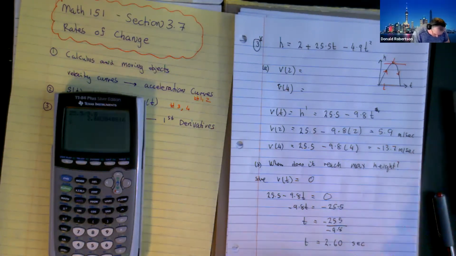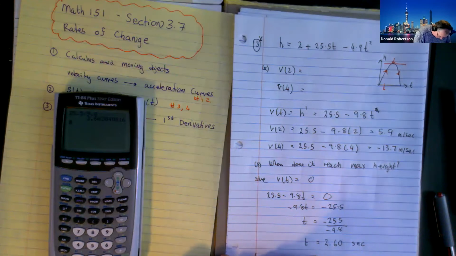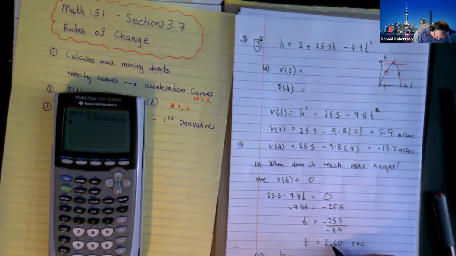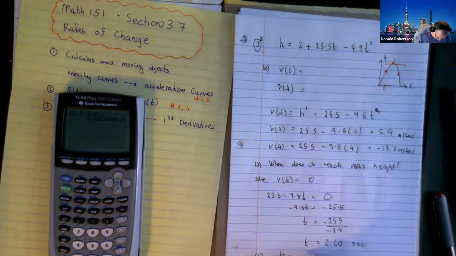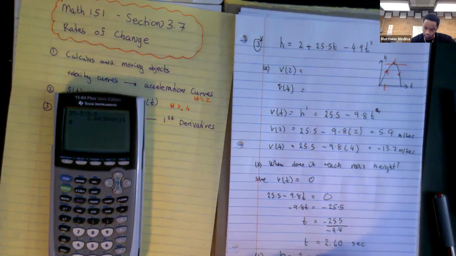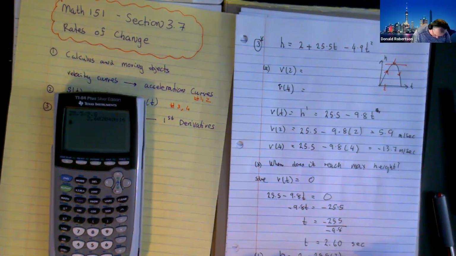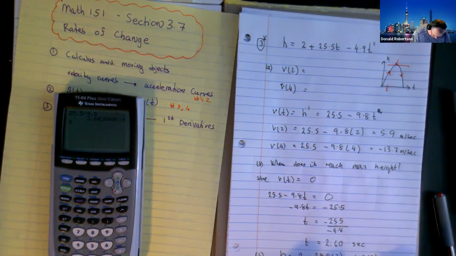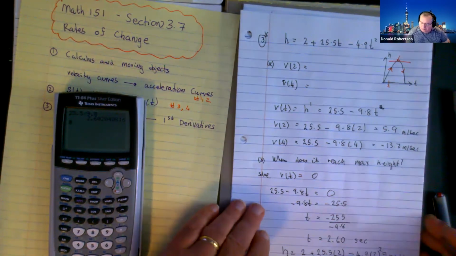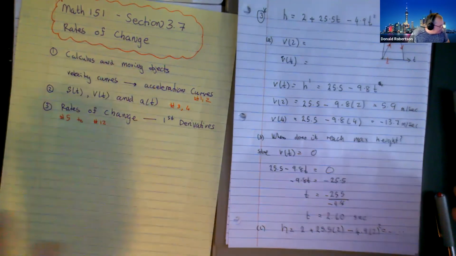And then it says, what is that maximum height? Well, if I want to know what the maximum height is at 2.6 seconds, I just plug it into here to see what height it would be then. So it's 2 plus 25.5 times 2, take away 4.9 times 2 squared, and you get the answer and call it whatever it is.